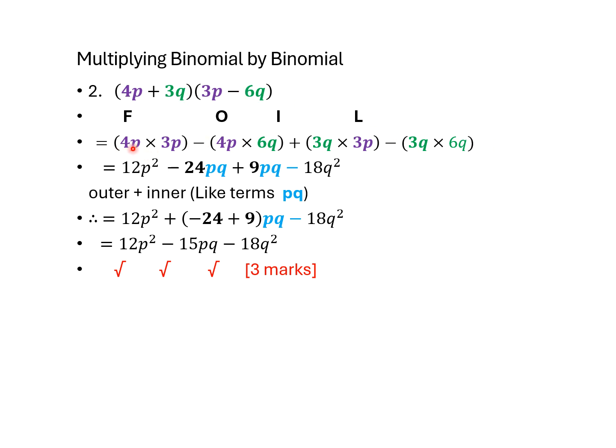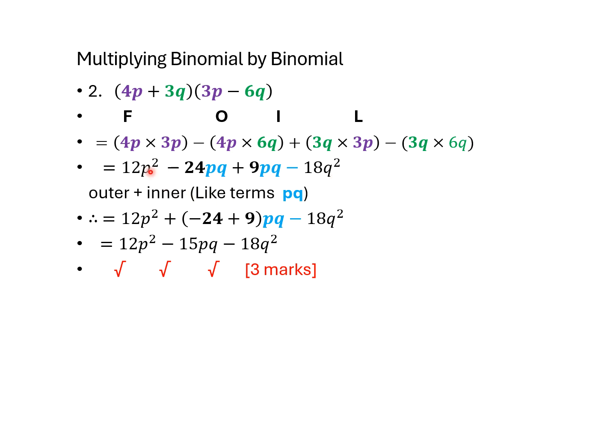Alright, I assume you know 4 times 3 gives me 12. P times P simply becomes P squared. Negative stays negative. 4 times 6 is 24 PQ. Positive stays positive. 3 times 3 gives me 9 PQ. Negative stays negative. 3 times 6 would give me 18. And Q times Q then becomes Q squared.